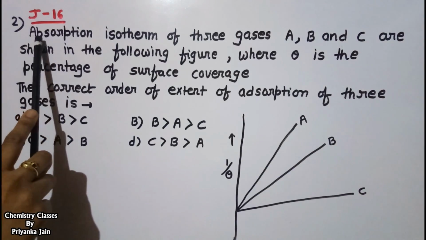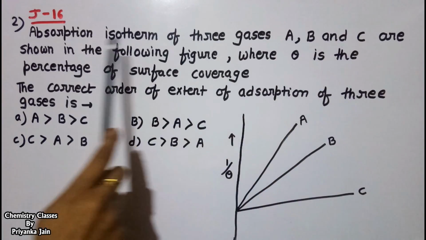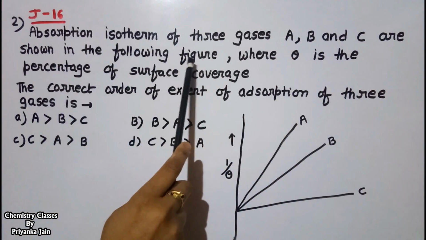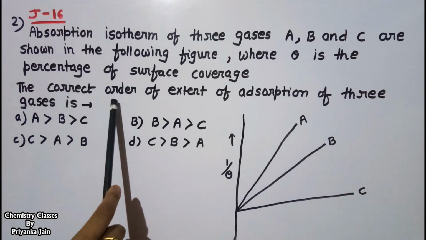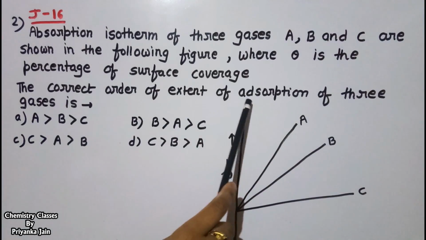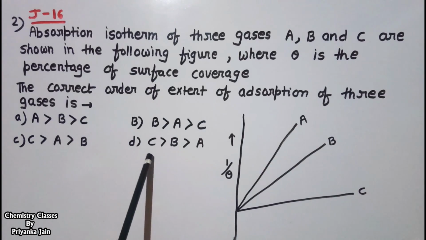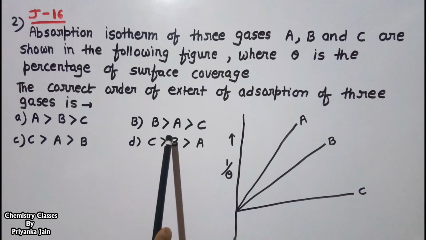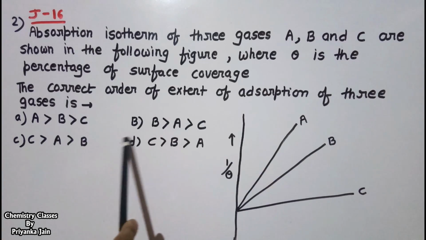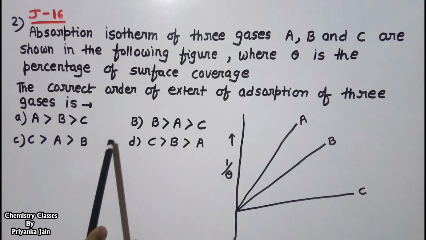The question is: adsorption isotherms of 3 gases A, B and C are shown in the following figure, where theta is the percentage of the surface coverage. The correct order of extent of adsorption of the 3 gases is, and we are given 4 different options. So we have to find the order of the three gases in which adsorption is taking place, from higher to lower extent.